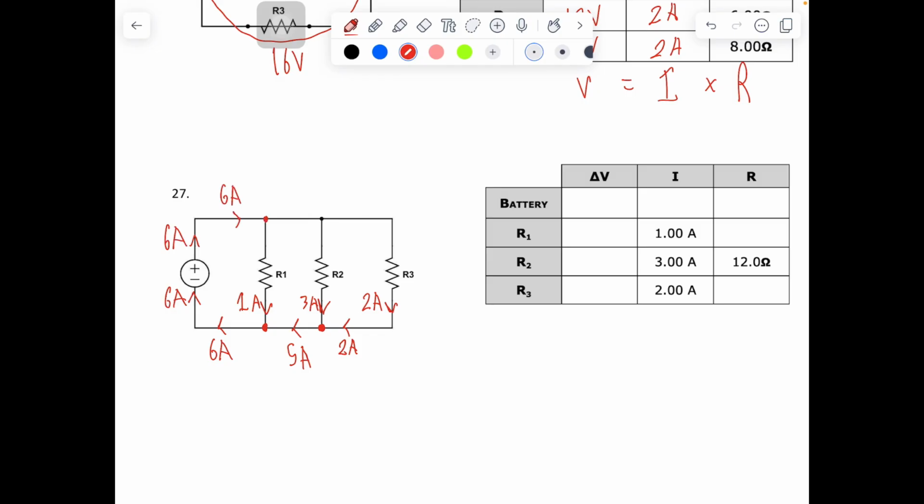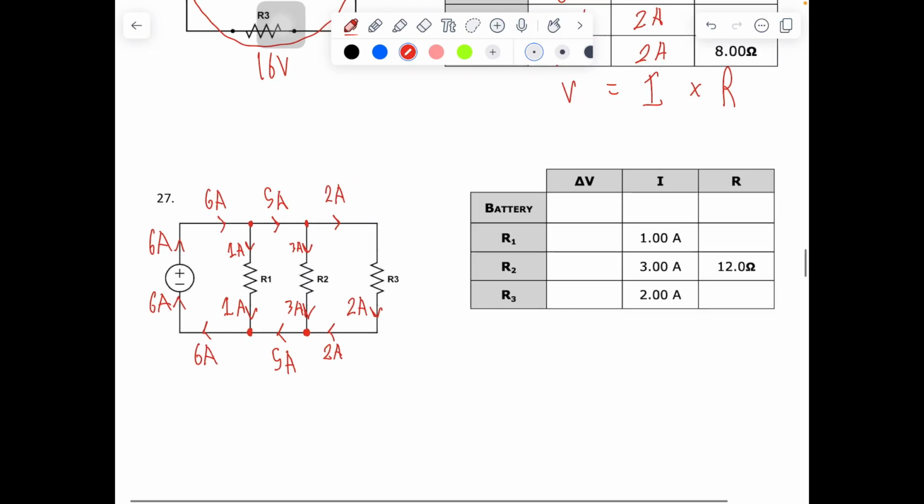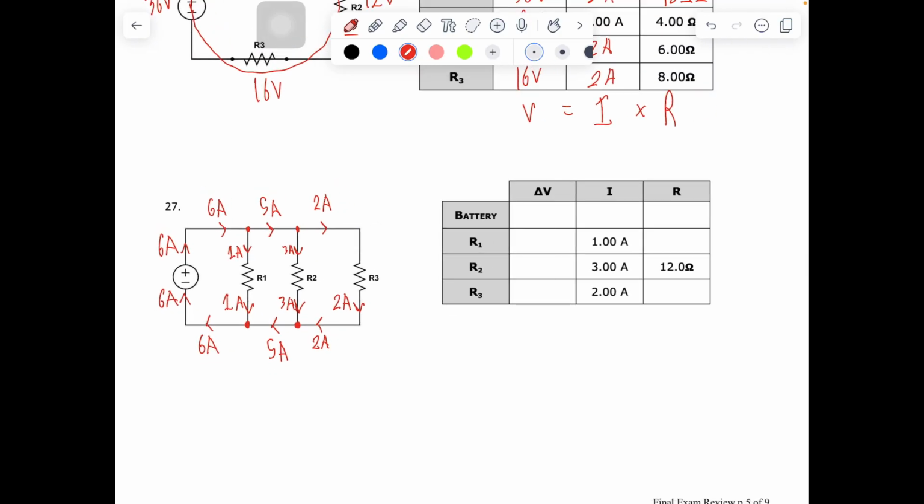splits right here. And again, we get our 1 amp that goes down through R1, 5 amps that continues. It splits again at the junction, we get 3 amps down through R2, and we get our 2 amps that go through R3. So, what did that tell us? Well, the current through the battery is 6 amps. Again, V equals IR. Current times resistance, 3 times 12 is going to give us 36 for our voltage.